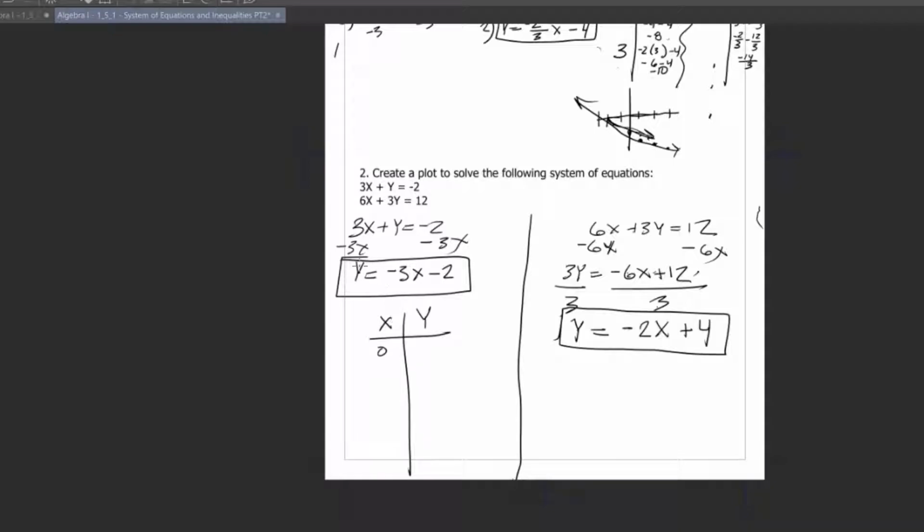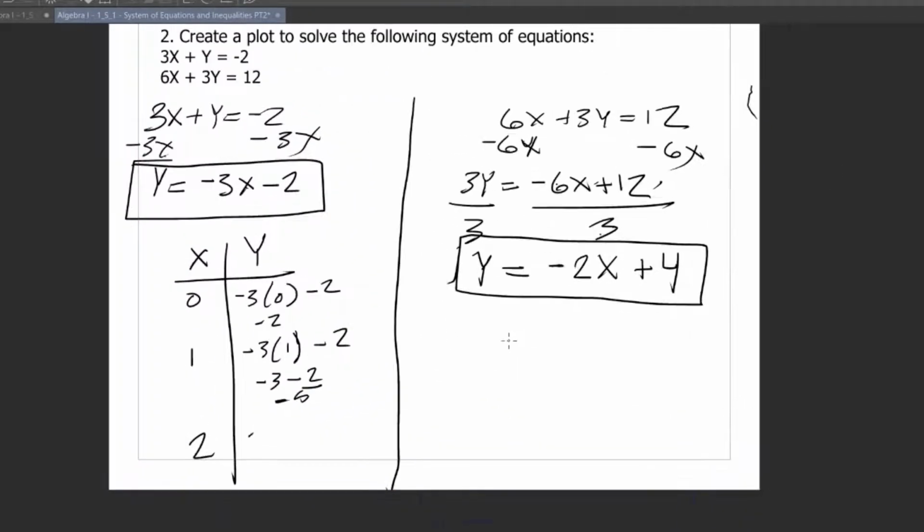Whenever x equals 0, y equals, let's plug in 0 to here, negative 3 times 0 minus 2, which equals negative 2. For 1, negative 3 times 1 minus 2, which equals negative 3 minus 2 equals negative 5. For 2, let me scroll down a little bit so I'm not going off the screen again. For 2, negative 3 times 2 minus 2, negative 6 minus 2, negative 8.